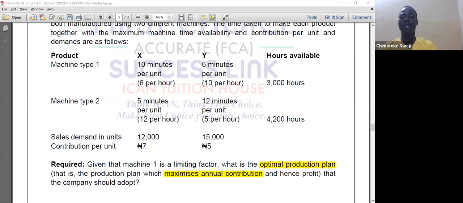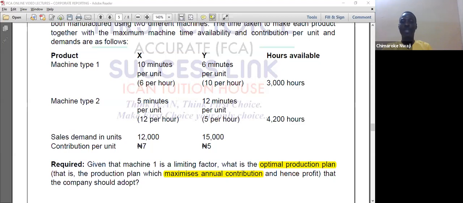Now let me make a little note here. How do you know that the question you are solving is a limiting factor question? 1, you will see the words limiting factor.